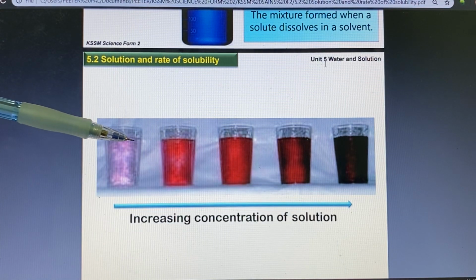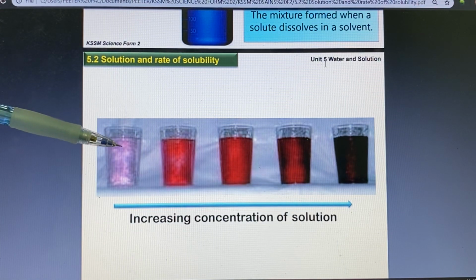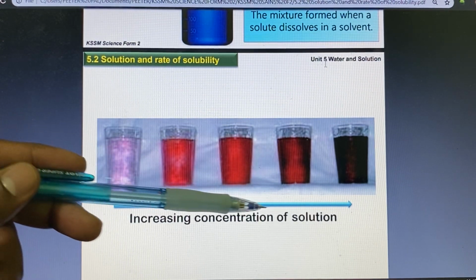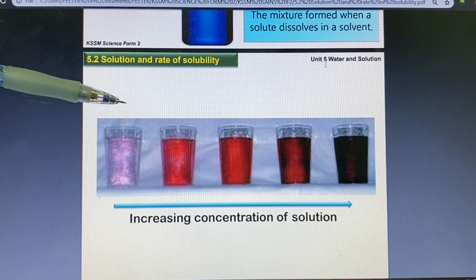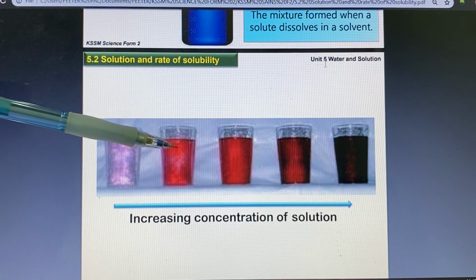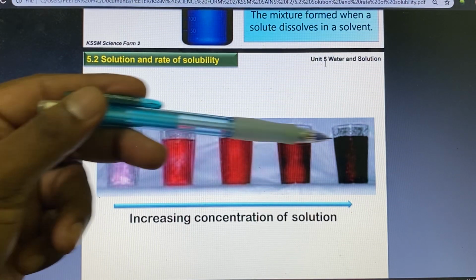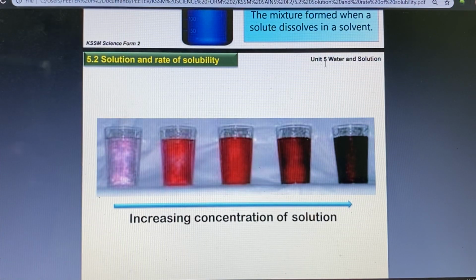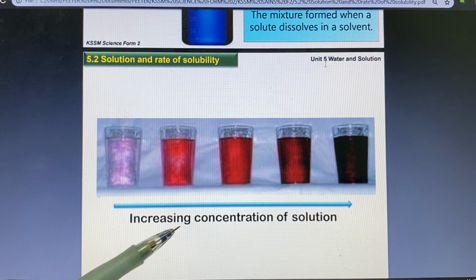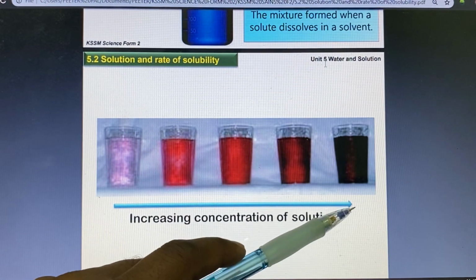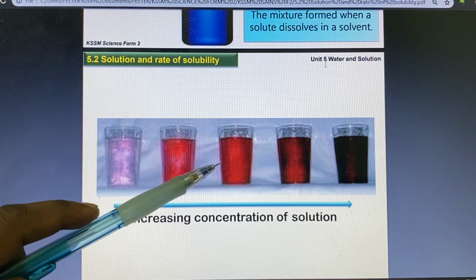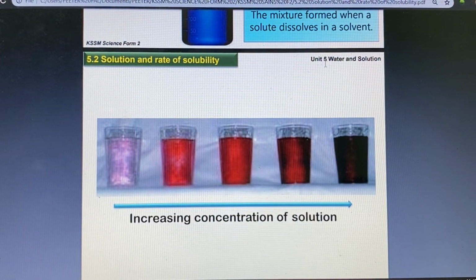And we can see here, if the amount of the solute increases, the concentration is increasing. I repeat again, as the amount of the solute increases, the concentration of the solution will increase. So please observe, the concentration of a solution increases when the amount of the solute increases. Okay, next.